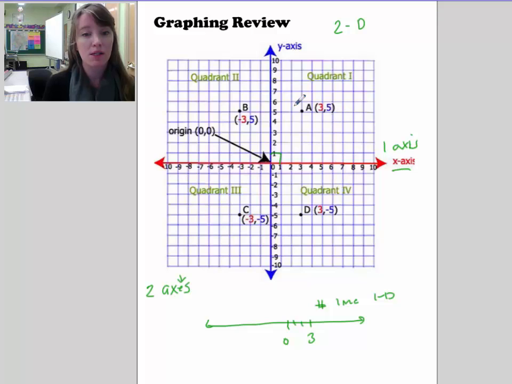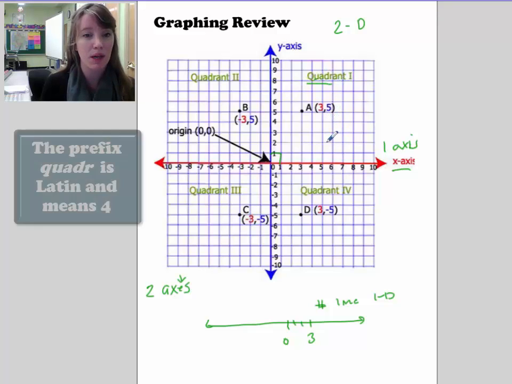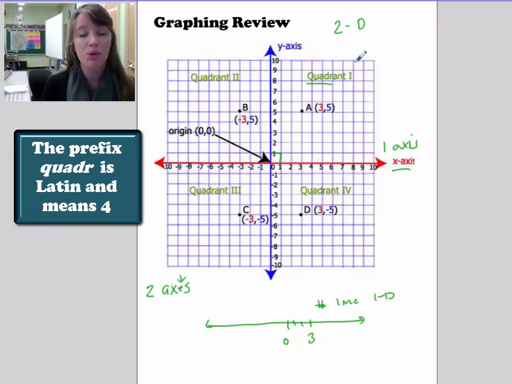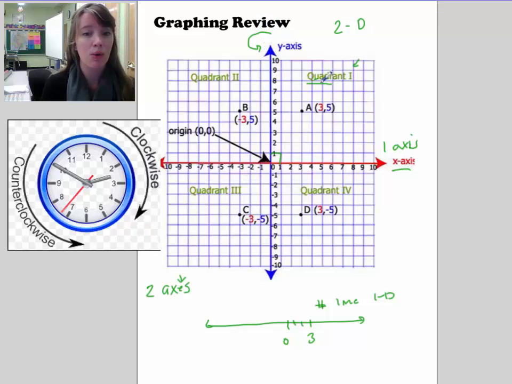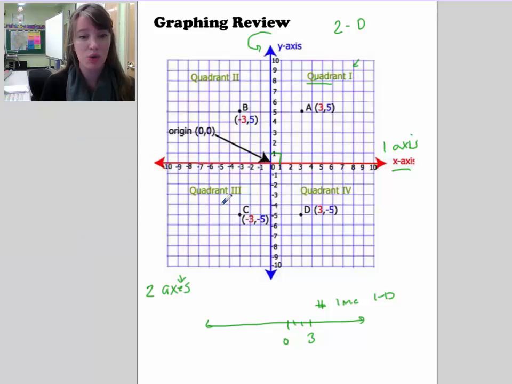So it creates 4 separate quadrants, or 4 separate spaces, and we call them quadrants, quad with the prefix meaning 4. We label them starting in the upper right area. We label this quadrant 1, with Roman numerals, and we go around in a counterclockwise manner. So this is quadrant 1, quadrant 2, quadrant 3, and quadrant 4. Again, note the Roman numerals here.